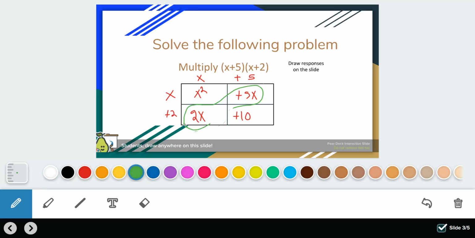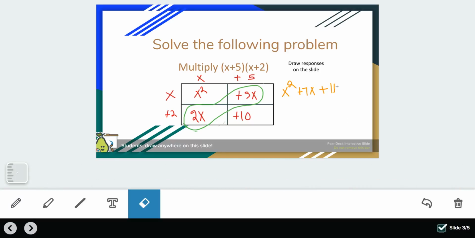It doesn't have to be so fancy, but hey, there we go. Okay, so now I'm gonna combine it here. I'm gonna write my final answer. We can use a different color. I use orange. So my final answer will be x squared, 5x plus 2x will be 7x, and this will be 10. That's it.